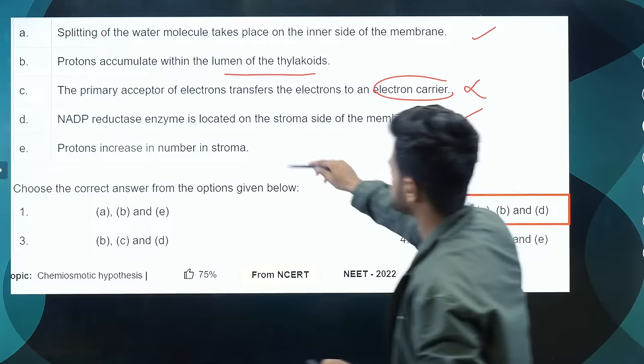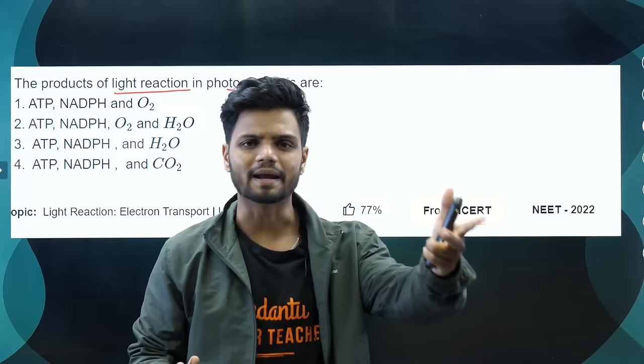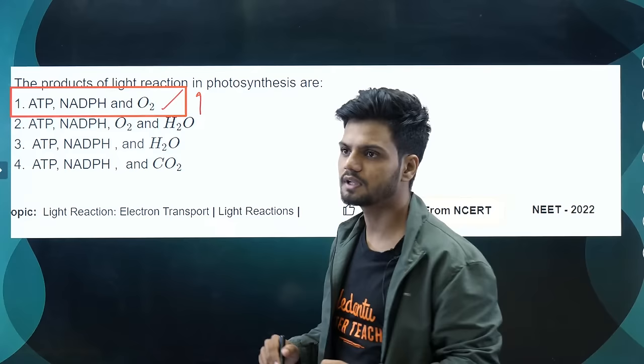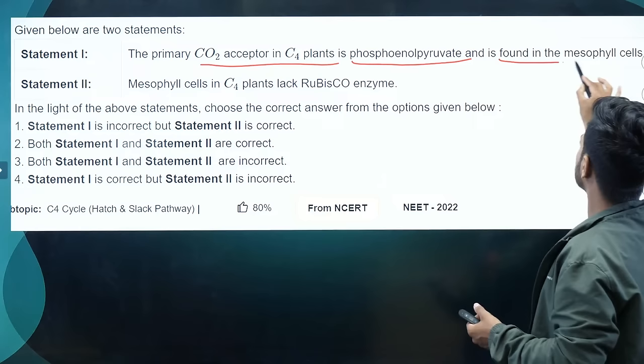Next question. The product of the light reaction in photosynthesis. Very easy question. In the light reaction, we have ATP, NADPH and oxygen as a byproduct. Easy question. Next question. The primary CO2 acceptor in C4 plants is phosphoenolpyruvate and is found in the mesophyll cells.